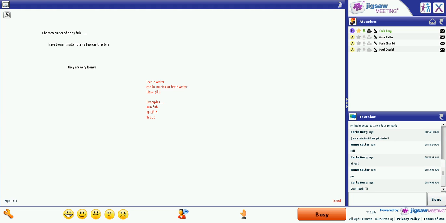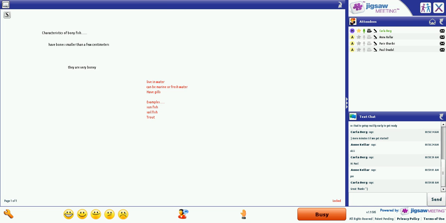Okay, good job. It looks like we are going to have some great learning from today's class then. I put some examples up here, a sunfish, a sailfish, and a trout. Now, one of these examples we are not going to talk about today. We're not going to talk about freshwater fish in particular. However, they are bony fish, so the characteristics are still the same.